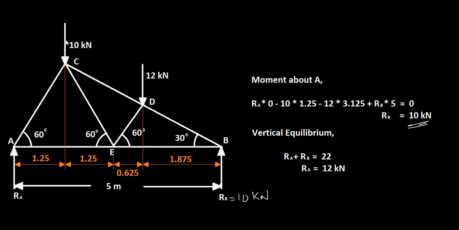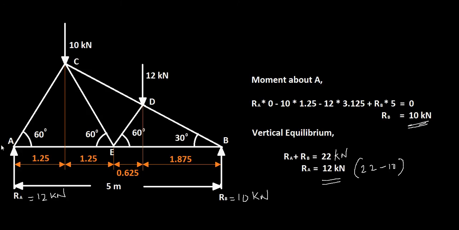And now applying the vertical equilibrium condition, you have two vertical forces acting downwards and two vertical reactions acting upward. So Ra plus Rb is equal to 10 plus 12, that is equal to 22 kilonewton, and therefore you have Ra equal to 22 minus 10, that is 12 kilonewton. So you have Ra equal to 12 and Rb equal to 10. So that's your reactions. Now you can move on to individual joints.